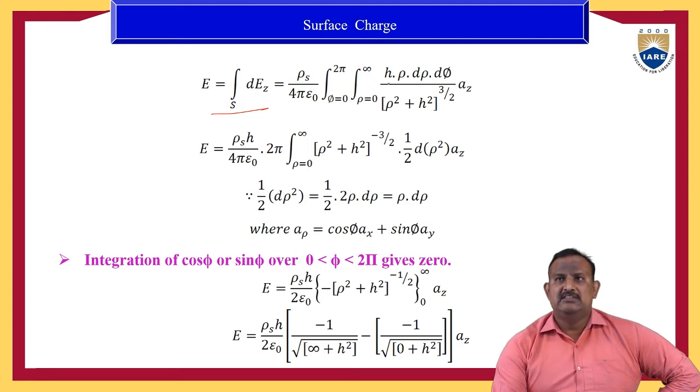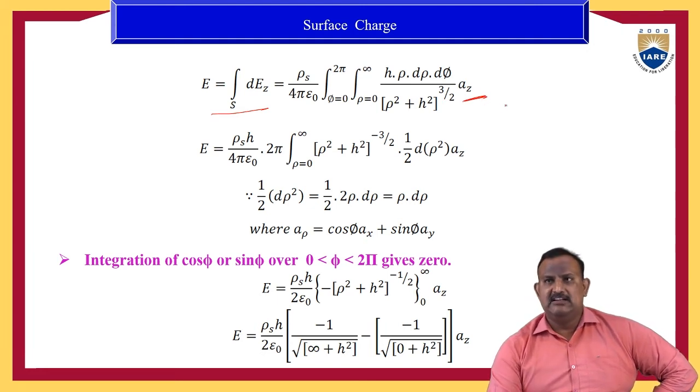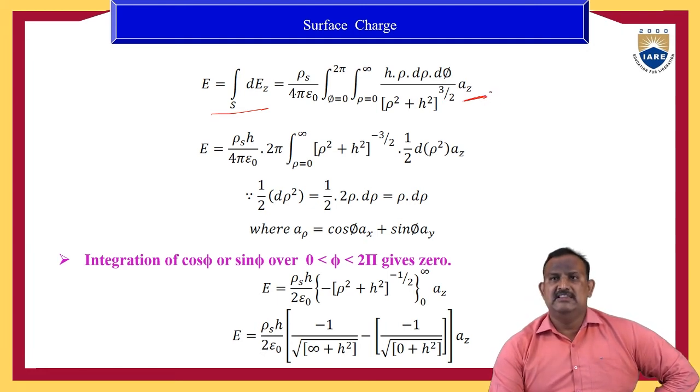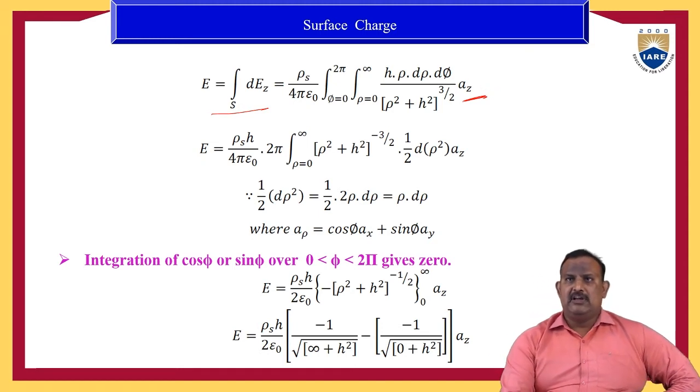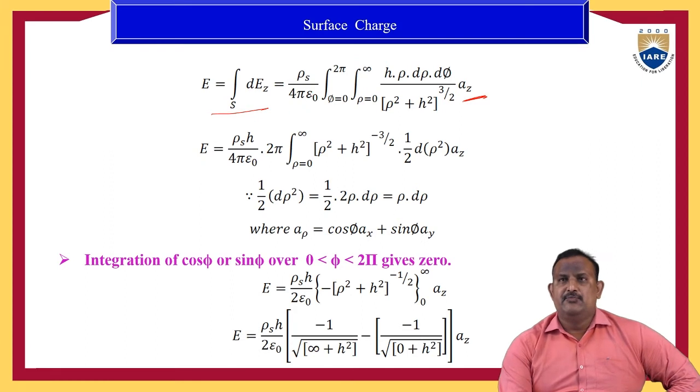So here we have h, rho, d rho d phi by (rho square plus h square) whole power 3 by 2 into az, because the total vector is along the z direction. Here we can write the unit vector az. So if you separate the values, rho s by 4 pi epsilon naught, h is a constant, keep outside. Then the integration of phi from 0 to 2 pi will have the value 2 pi.